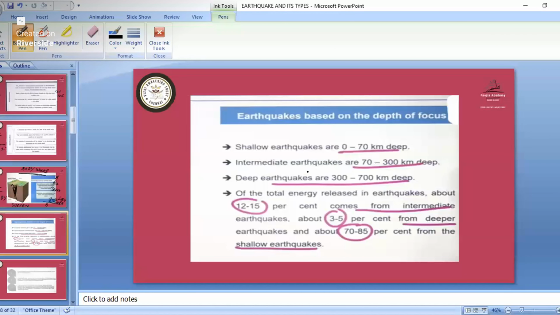On the basis of depth, we studied shallow, intermediate and deep earthquakes. Of the total energy released in earthquakes, about 12 to 15% comes from intermediate earthquakes, about 3 to 5% comes from deeper earthquakes, and about 20 to 85% comes from shallow earthquakes. So that also we studied.